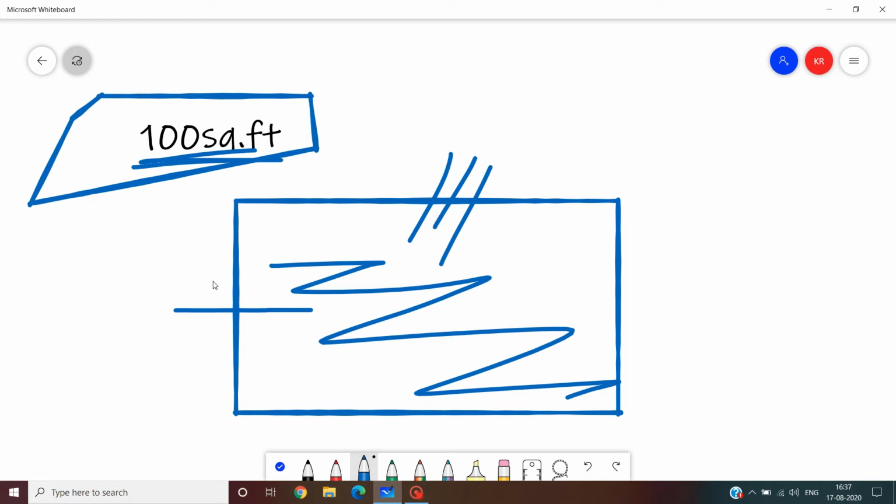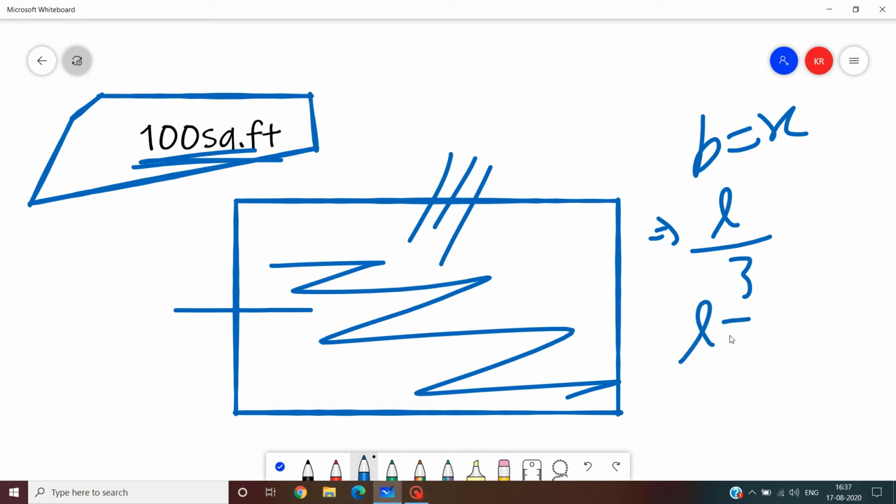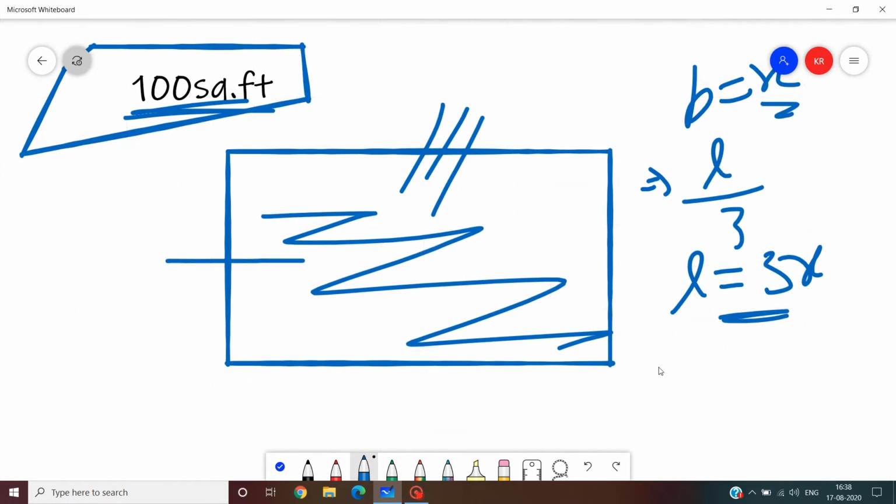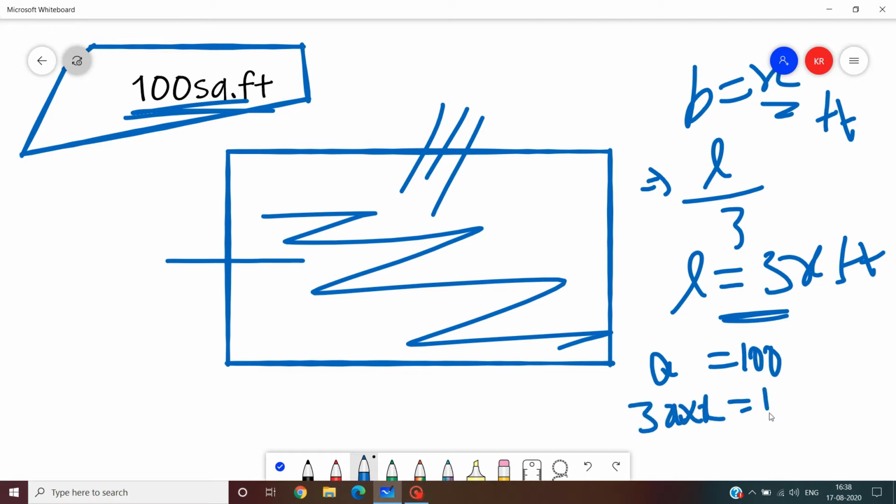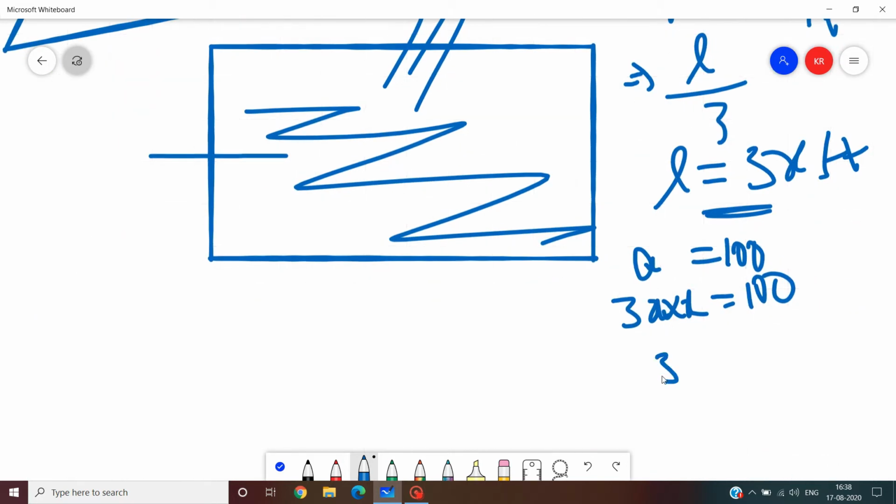So that means if I take the breadth as x, then it will be thrice, I mean third part of the length. So how much will the length be then? 3x, right? Like this information we can generate our polynomials. So what will the area be? 100, right? So x feet, and this is 3x feet. Area means length into breadth. 3x into x is equal to 100. So this will be 3x square equals 100.